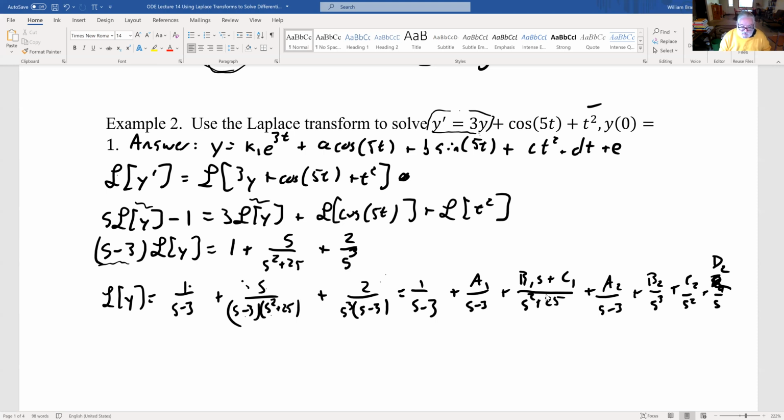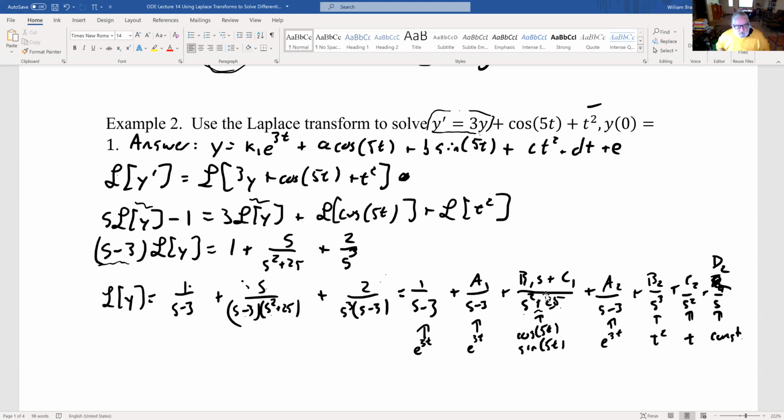So looking at this, what we see is that this should be an e to the 3t term, because anytime we see s minus 3 in the bottom, that should be an exponential. This is going to be a cosine 5t term and a sine 5t term. That's because we've got this s squared plus 25 in the bottom. 25 is the b squared. And then this again is another e to the 3t term. This is going to be, well, 1 over s cubed is a t squared term. 1 over s squared is a t term. 1 over s is a constant.